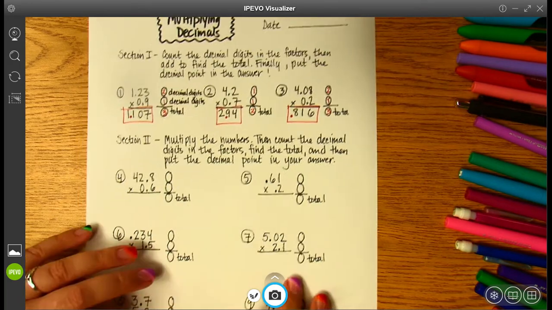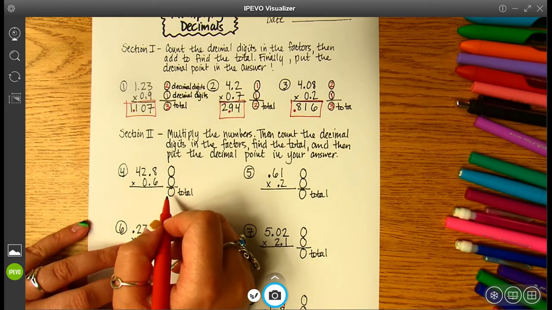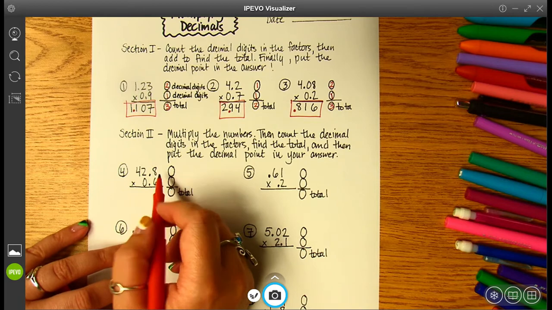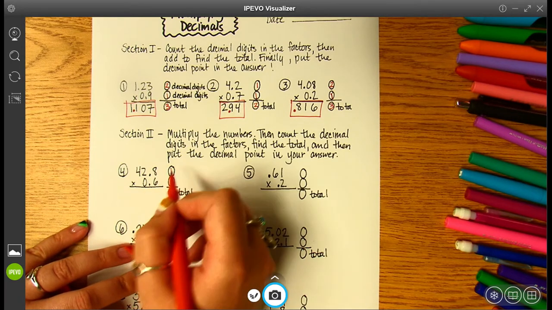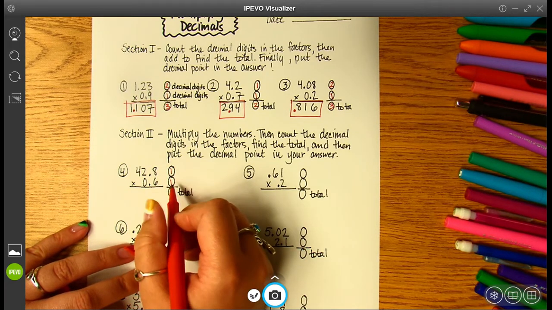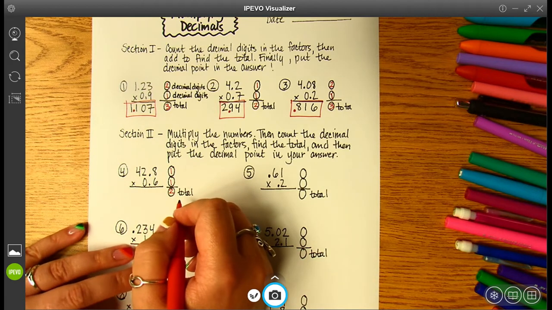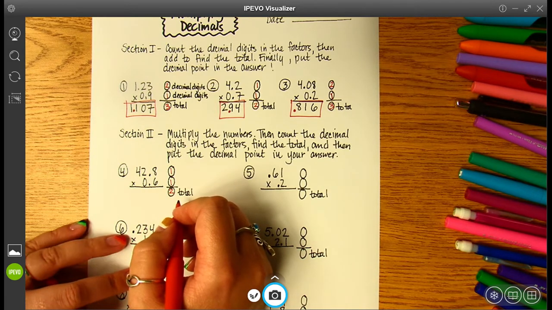It doesn't matter when you determine where the decimal goes. I just like to do it at the beginning so I don't forget. So I count there's 1 number after the decimal here, 1 number after the decimal there, for a total of 2 numbers after the decimal for my answer. And then I just start multiplying.